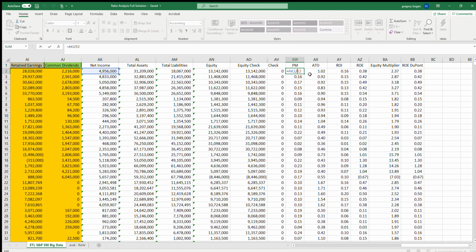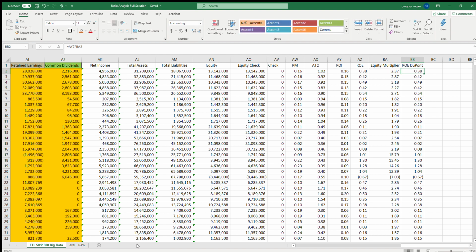And you compute your ratios. Your profit margin is your net income over sales. Asset turnover ratio is we're working with your sales over assets, right? Return on investment, we can actually multiply these two. And return on equity is net income over equity. Now, equity multiplier is total assets divided by equity. That's the leverage ratio. And this is the DuPont ROE, which is your ROI times the equity multiplier.